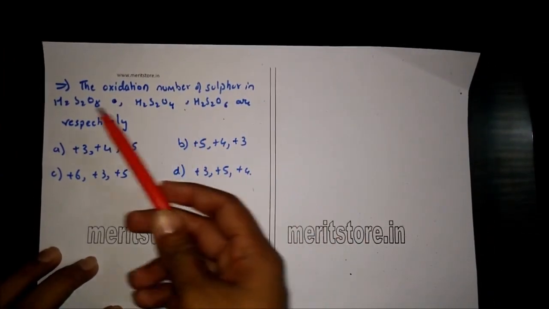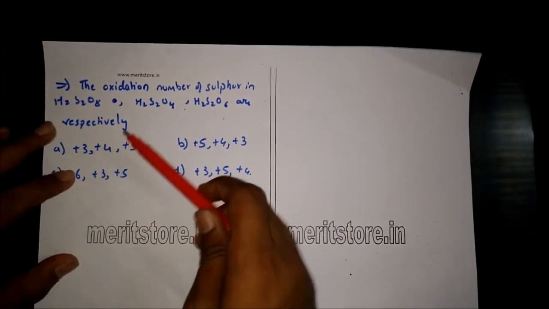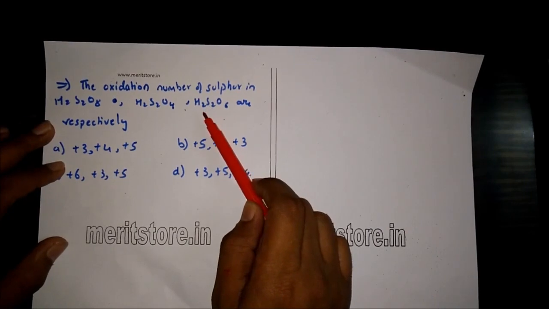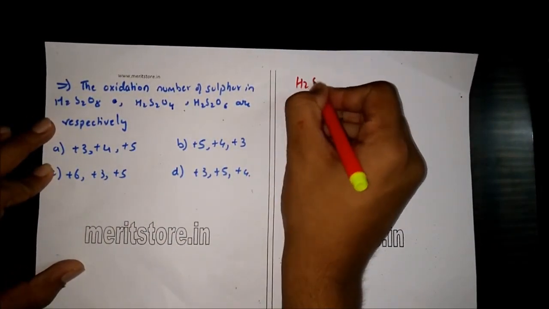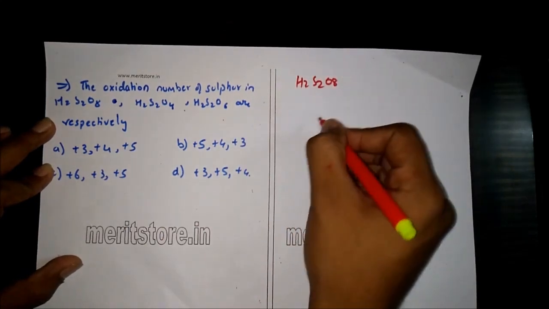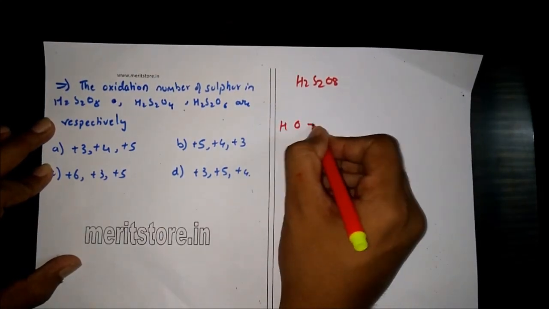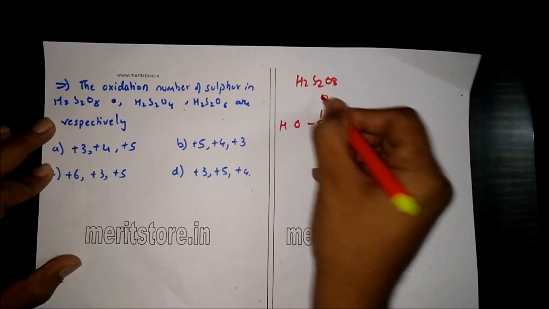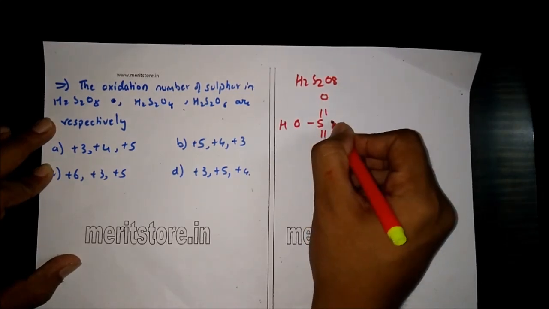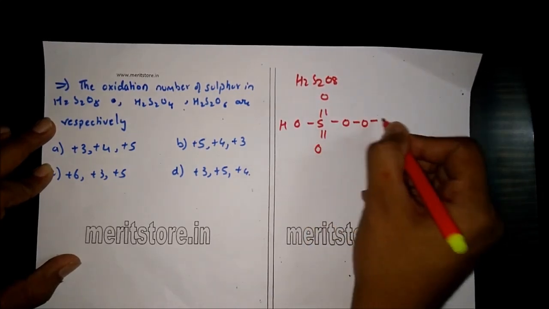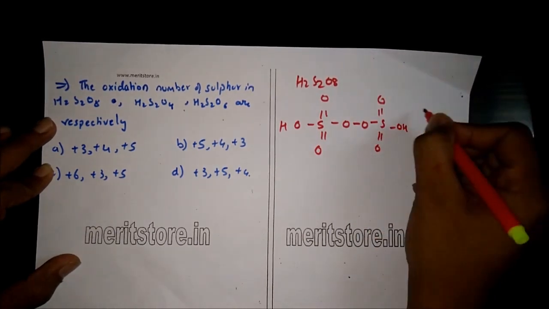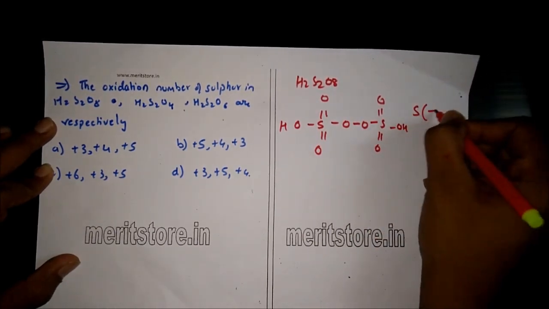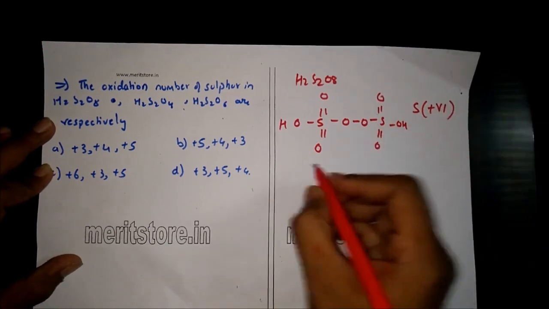Oxidation number of sulfur in H2S2O8, H2S2O4, and H2S2O6 are respectively. Here are the options. Now, let's look at H2S2O8. The structure of H2S2O8 is OH, S, double bond O, double bond O, O, O, S double bond O, double bond O, OH, and it has oxidation number of +6.